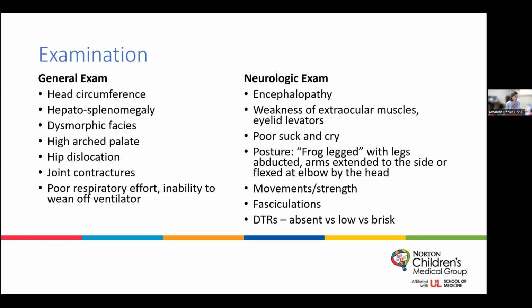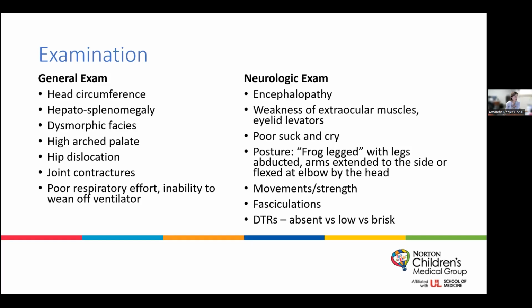The exam is obviously also very important when assessing hypotonia. So we've already talked about the tone exam, but I want to touch on a few things that are important in both the general and neurologic exam as well. We always want to pay attention to head circumference, organomegaly, whether or not there's any dysmorphisms, a high arched palate, hip dislocation and joint contractures, which can be signs of neuromuscular disorders.